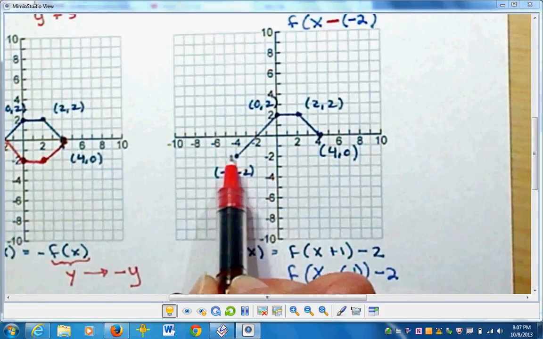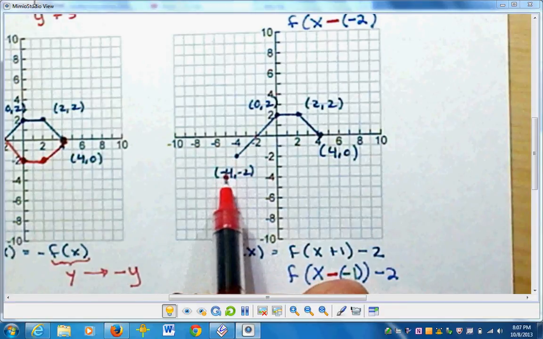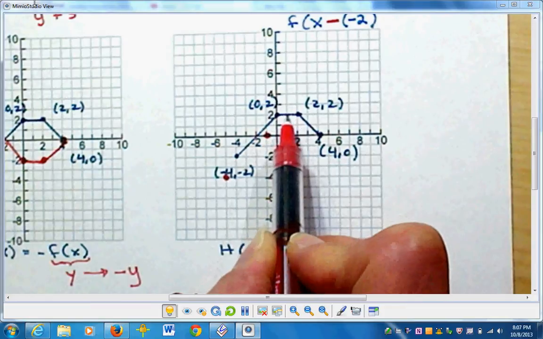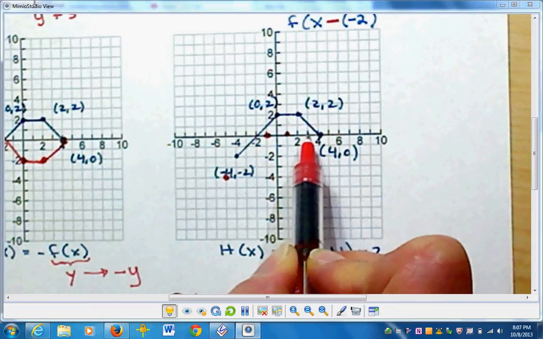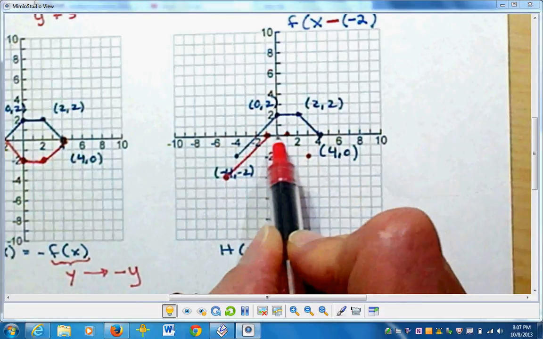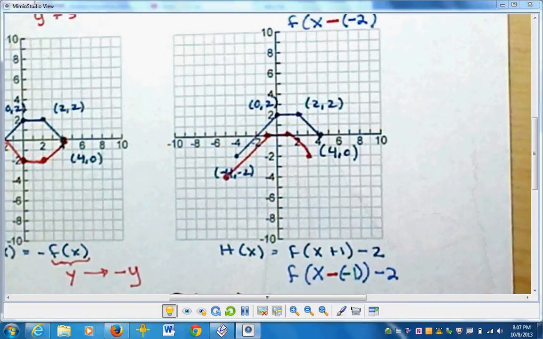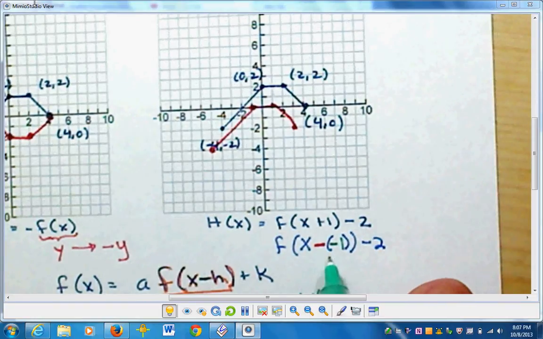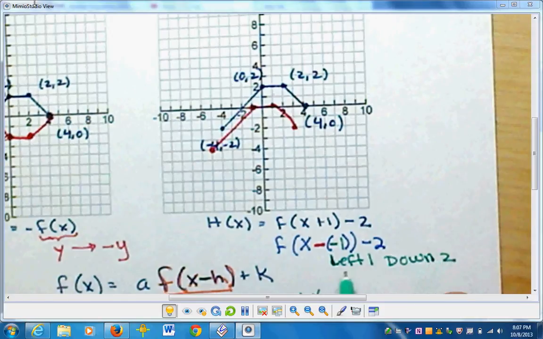We're going to go left 1, down 2. Left 1, down 2. So you can see my function has kept its shape. It's just shifted. It's shifted down. Let me make this in green. It's shifted left 1, down 2. So that's my shift.